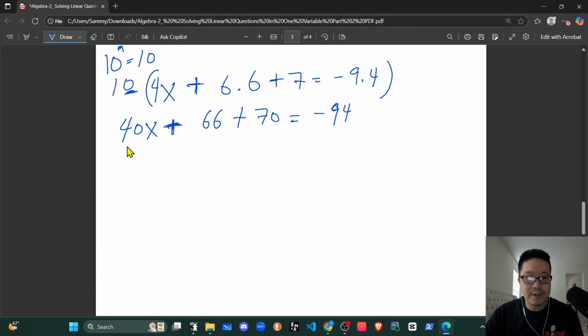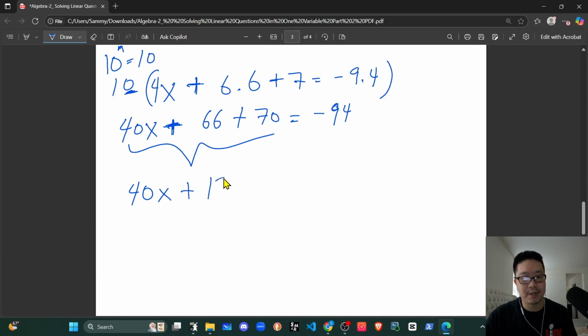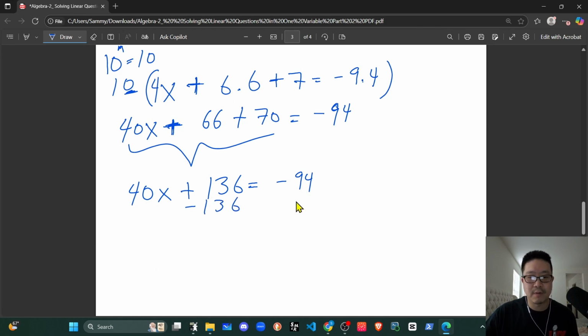Now, we can actually simplify the left side of this equation. When we do that, we get 40x plus 136. Right? 66 plus 70 is 136. Equals negative 94. To isolate x, we can subtract 136 from both sides.